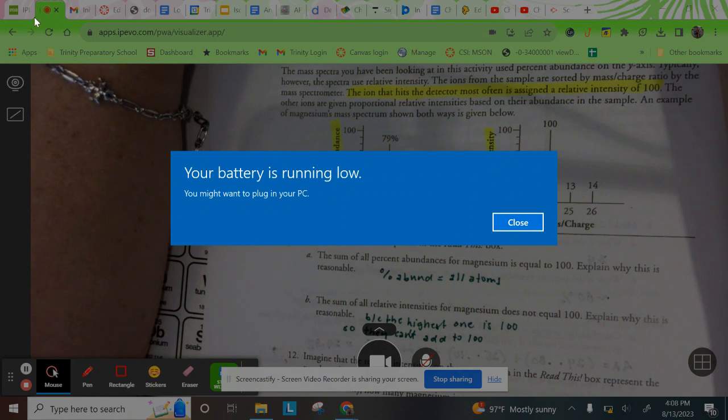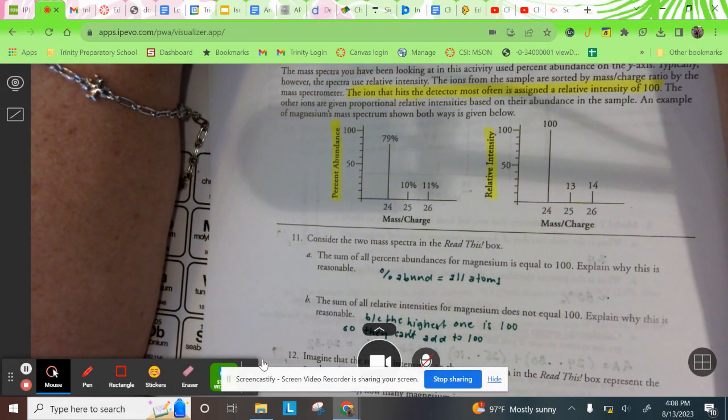Hold on. I'm going to have to plug my computer in. Let me pause this.